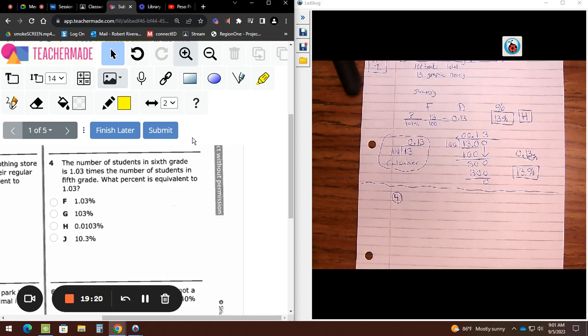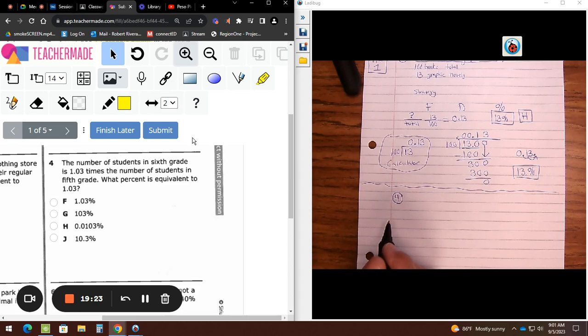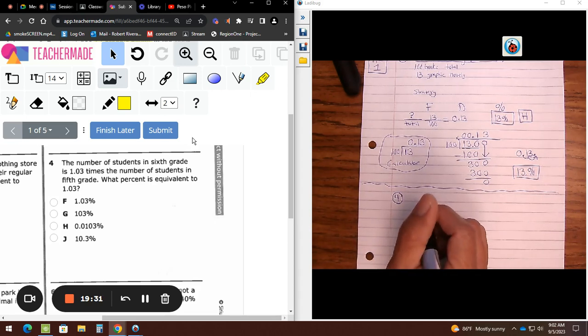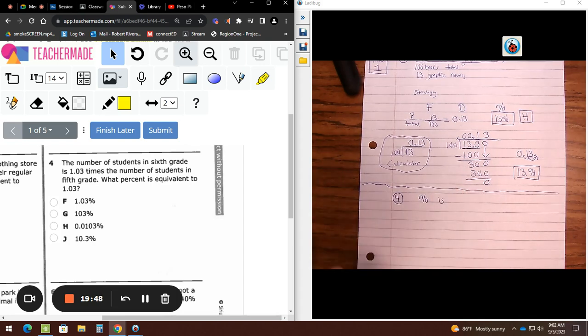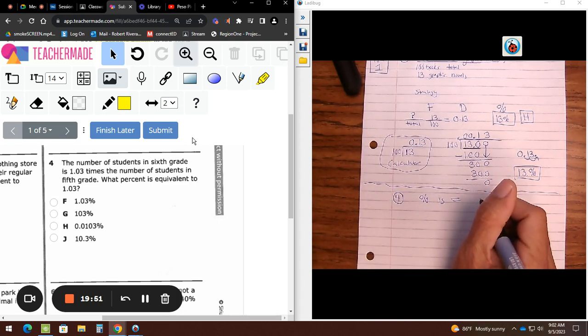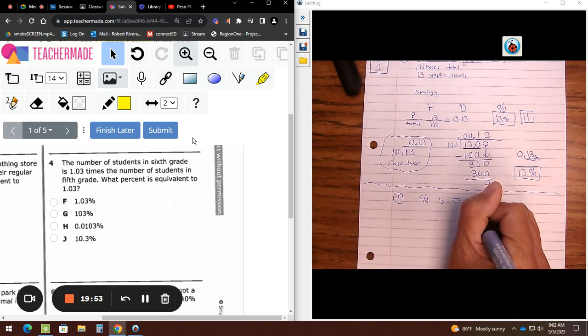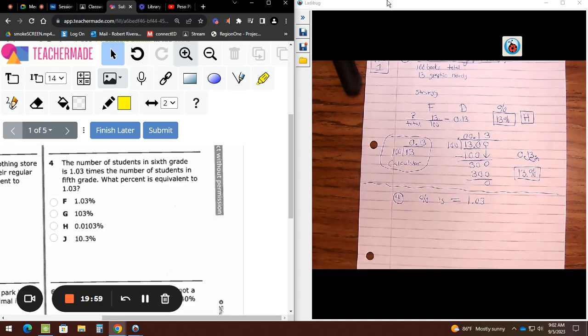Okay? Number 4, the number of students in 6th grade is 1.03 times the number of students in 5th grade. What percent is equivalent to 1.03? So, what would be the question? That's asking you, is something that's specifically the same? Very good. What percent is, what is equivalent in math? Same. Equal. 1.03. Okay.